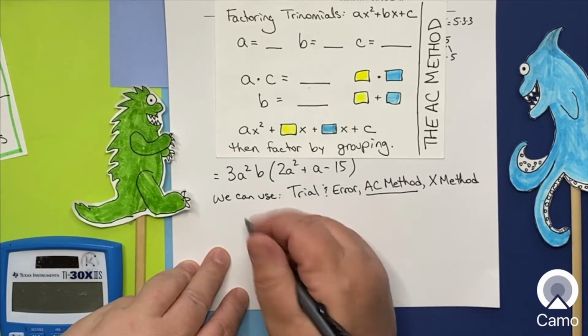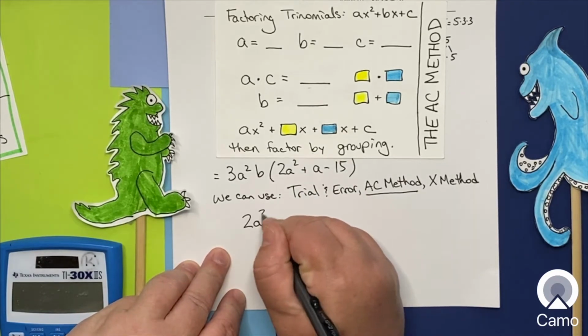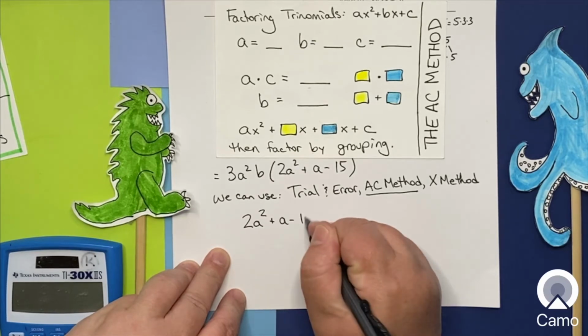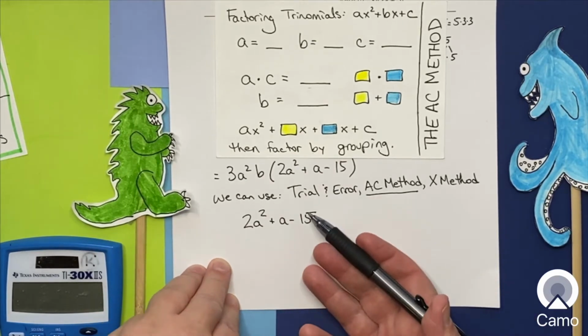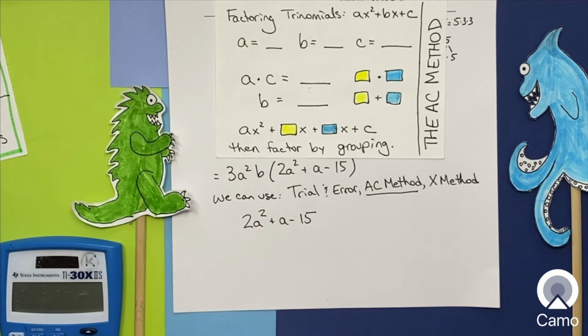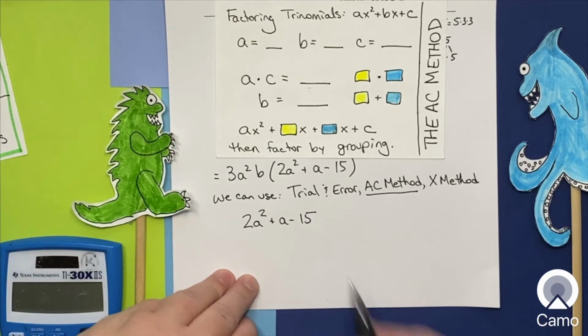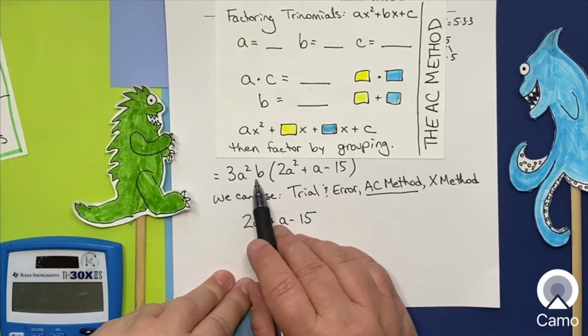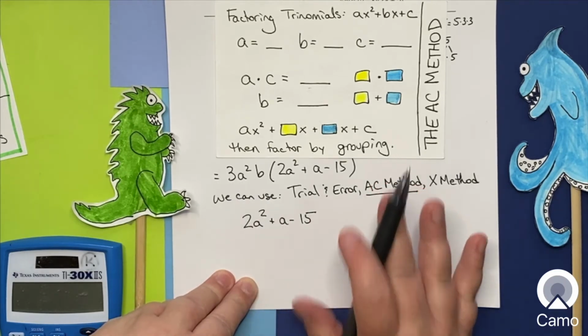So I'm going to be very clear here. I'm just doing the 2a squared plus a minus 15. Some people, if you've had enough practice, you could actually factor this just in your head. That's a possibility too. Remember, by the time we're done factoring, we're going to need to come back and remember the 3a squared b. Don't forget that.